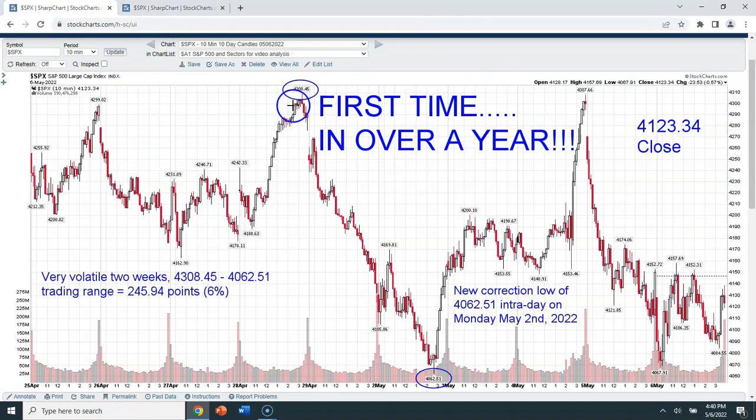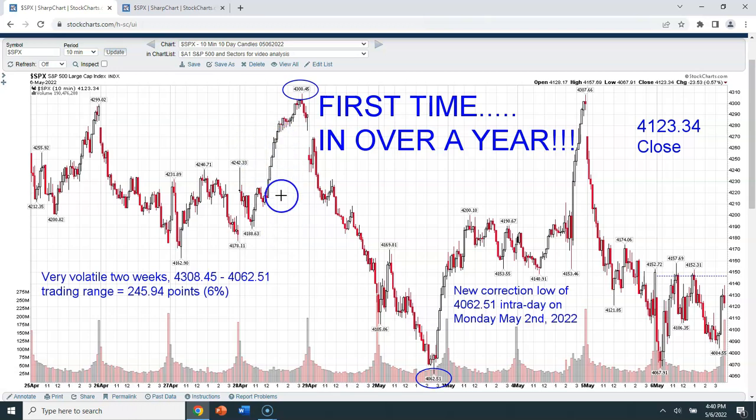And the first thing I want to address is that this is the first time in over a year that we've closed this low, and we will talk more about that on the next chart as well. But I do want to talk about the volatility over the last 2 weeks. So this particular chart that we're going to start with is a 10-day, 10-minute candlestick chart of the S&P 500.